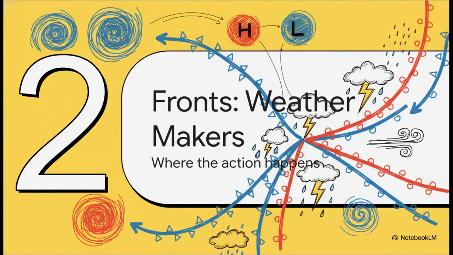All right, so we've got our highs and lows, these giant engines of weather. But what happens when these different air masses actually meet? Well, that's where fronts come in. These are the battle lines in the sky. It's where warm air and cold air clash, and it's where the really dramatic weather kicks off.